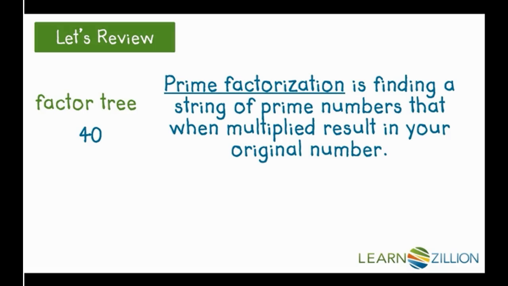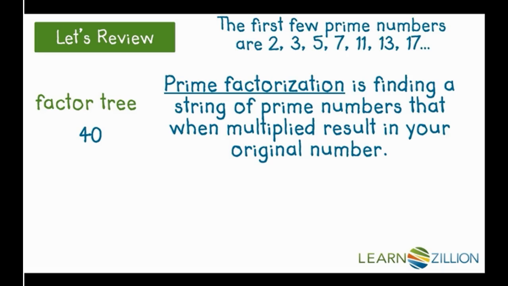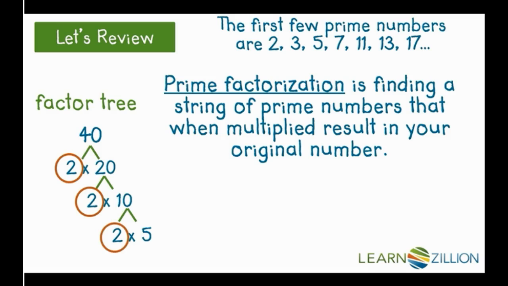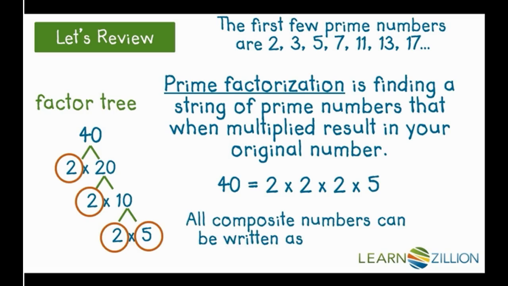So I can use a factor tree to determine this. I've listed the first few primes on the screen to help us out. 40 can be broken up into 2 times 20. 2 is prime, 20 is composite, so 20 needs to be broken up further still. 2 times 10 works, 2 is prime, 10 is composite, and we break 10 up into 2 times 5. We have no more composite numbers to break up, so the prime factorization of 40 is 2 times 2 times 2 times 5. Remember, all composite numbers can be written as a string of prime factors.